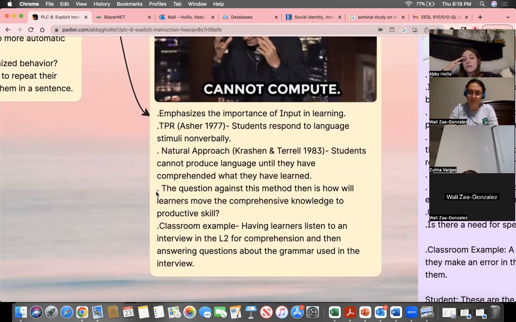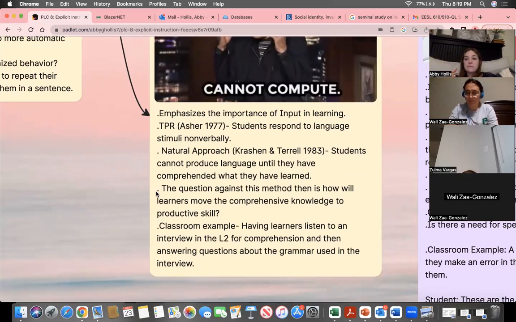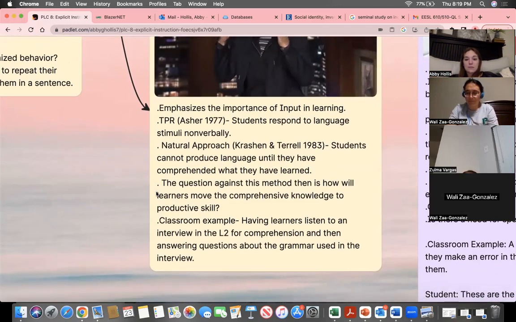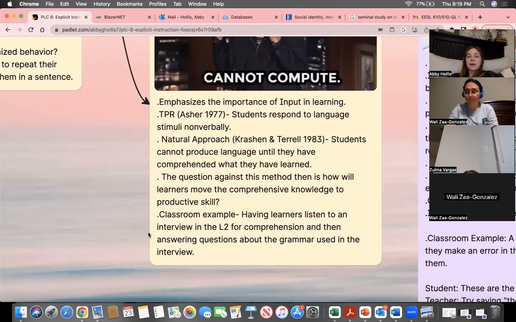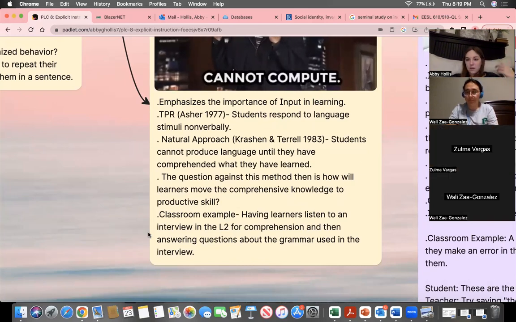So we kind of want something that's like the best of both worlds of both of these methods. And so my classroom example here is having learners listen to an interview in the L2 for comprehension and then answering questions about the grammar used in the L2. So maybe if the person being interviewed was talking about an event that happened in the past, they're picking out every single irregular verb that the person uses, or just the ones that they might hear over and over again.